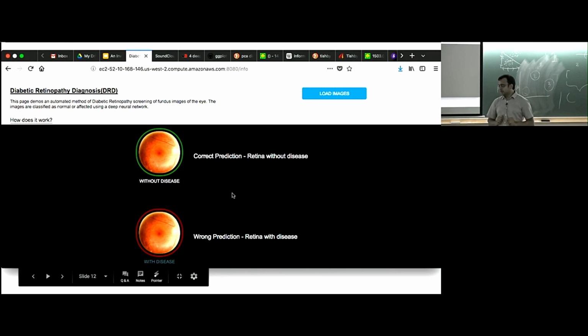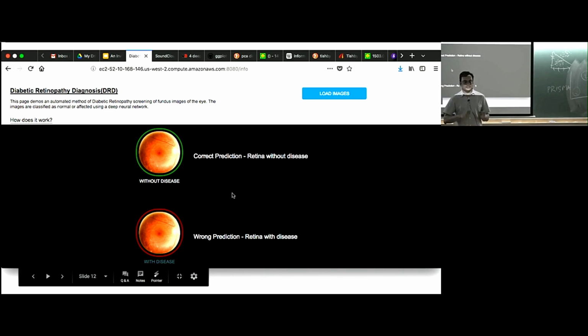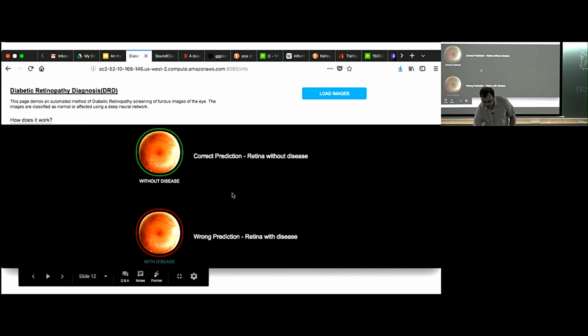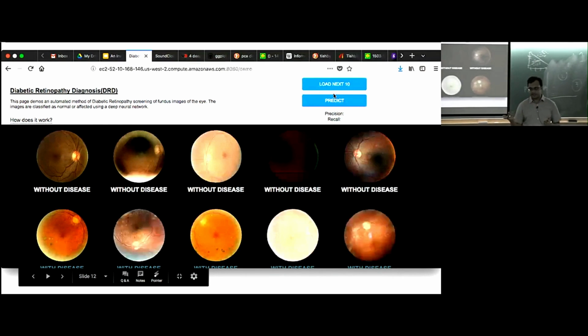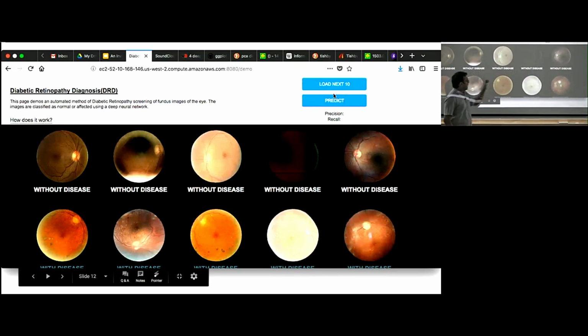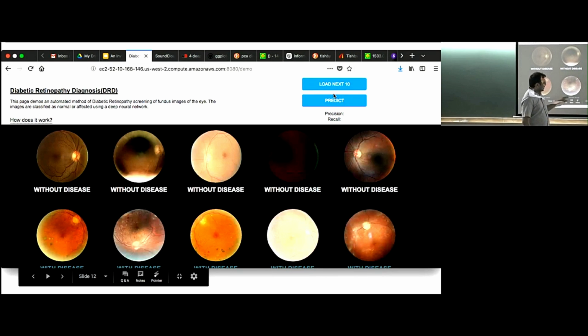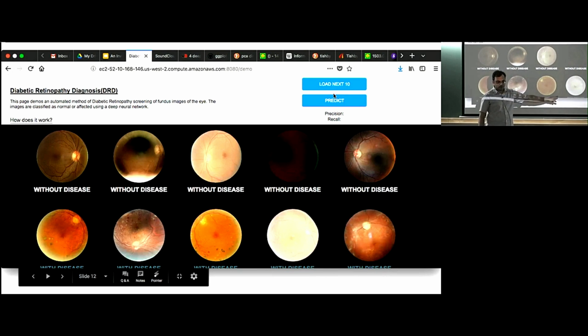I'll show you an example. We train the neural network and I'm loading test images. I'm not testing it on a training set, I'm testing it on a test set. I have 5 images without disease and 5 images with disease. These are labels that I already know for the test set, so I can test how good my algorithm is. Let's say predict.